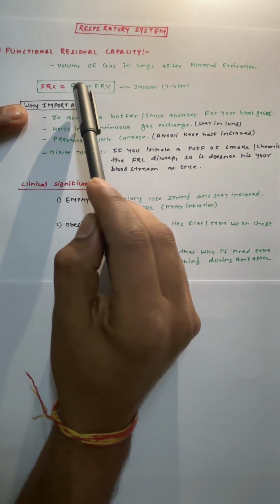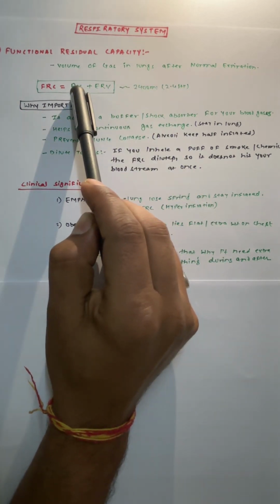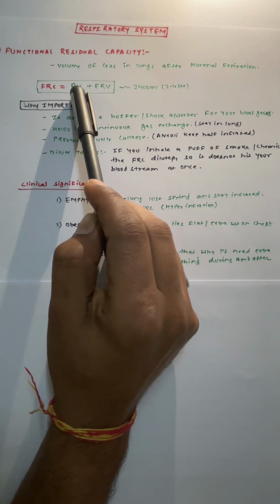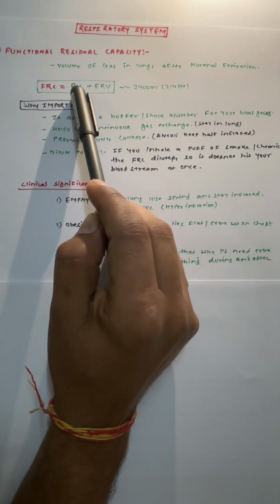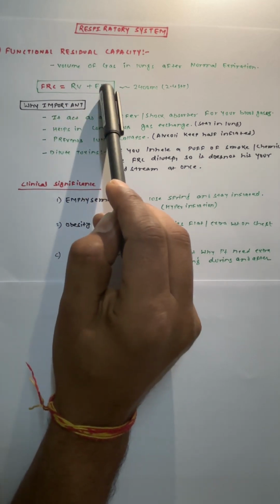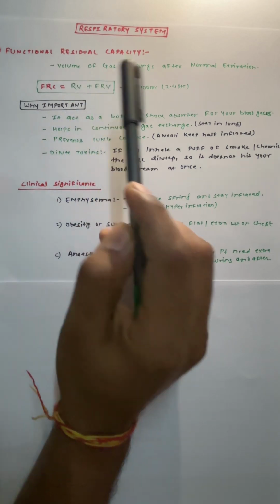For revision, we all know residual volume is the air in the lung after maximal expiration or exhalation, and expiratory reserve volume is the air that can still be breathed out after normal expiration. So this is the formula.